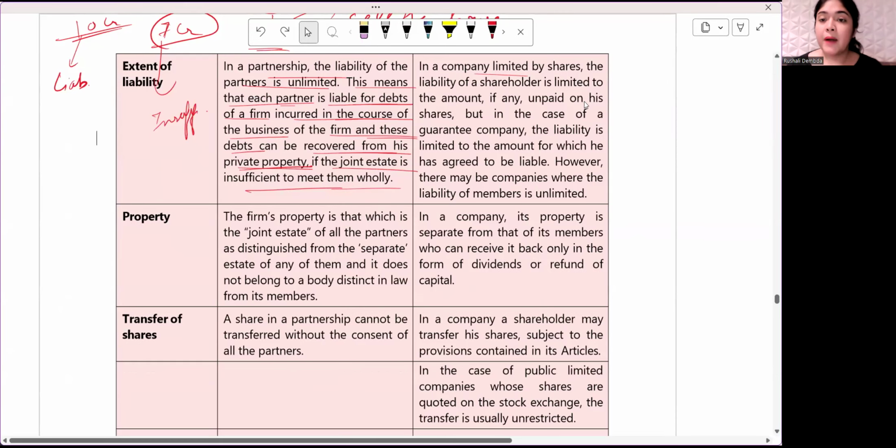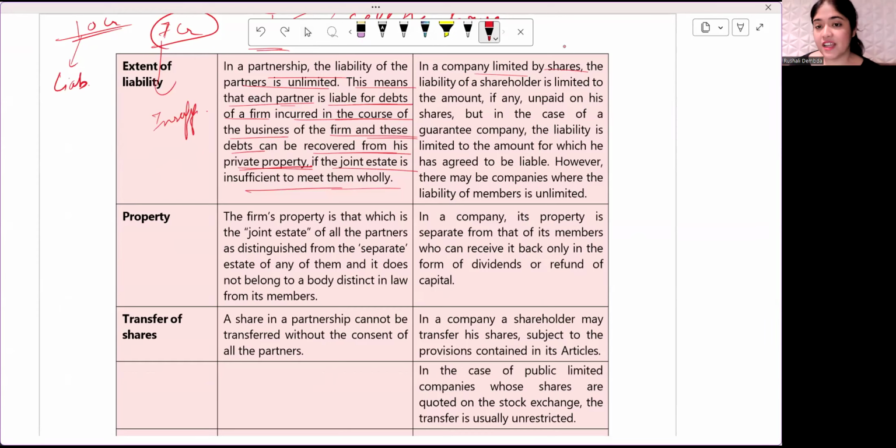So, in the company business, the liability is limited by shares. If you have 10 shares and they are for rupees 100, and if the company is not able to pay, you only have to give rupees 1000. That is your maximum liability, not more than that. Liability of shareholders is limited to the amount, if any, unpaid on his share.